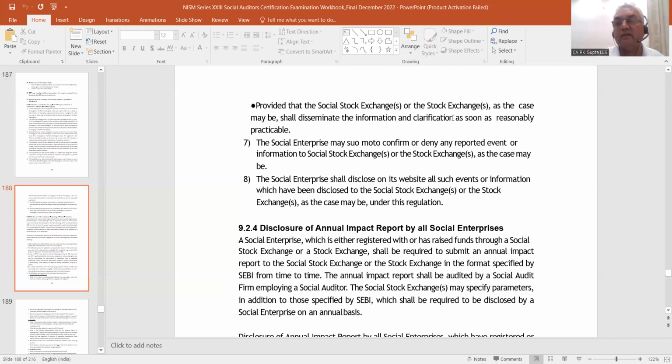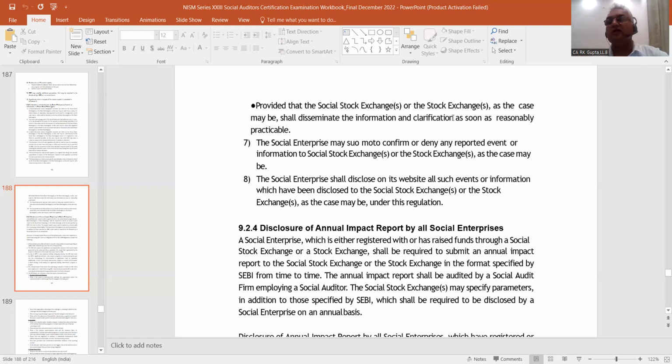I have a doubt: why is the social enterprise allowed to deny the reported event? That answer was in the next clause. Why can they deny something they already reported? Actually, sometimes all these things are uploaded through computer only. So it might be that they are doing 5 events, but they uploaded under the wrong category. So it is some sort of permission to withdraw, in a way.